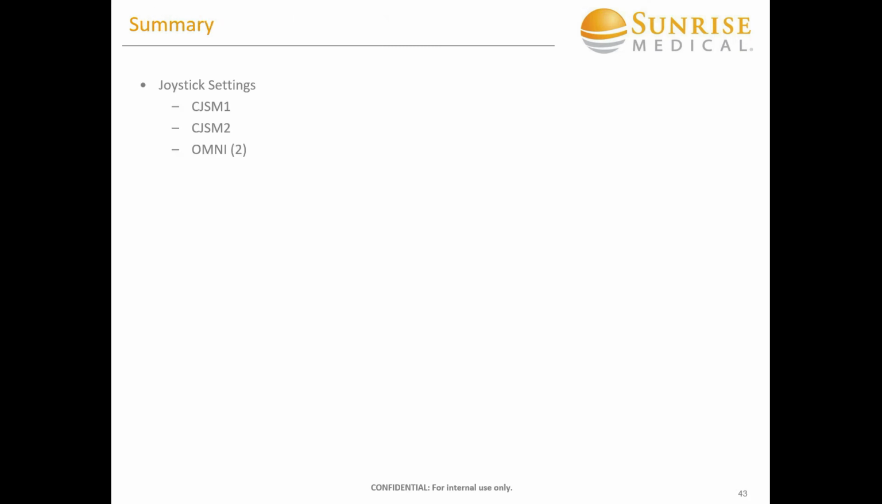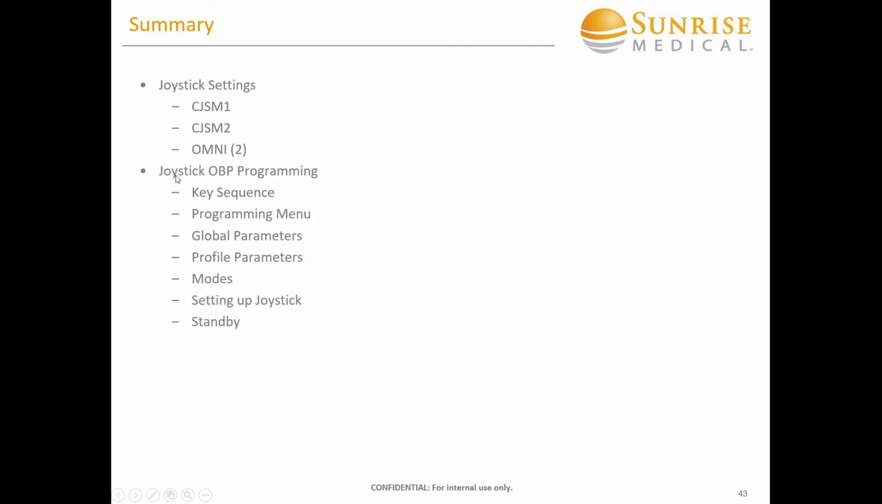Okay, in summary, we've talked about the joystick settings, how to go into the user settings, setting the display, setting the sounds, and the options within the joystick setting. We talked about the joystick onboard programming, how to get into the device, into the programming, how to change the programming menu, how to change the global parameters and the profile parameters. All the modes, setting up the joystick throughout all the functionality of that, and how to use standby. And we also talked about the Omni, the onboard programming functionality, including the input devices and how to set up a head array.